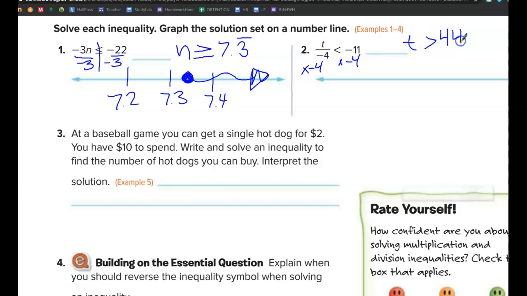40. Good. So I'd have 43, 44, and 45. Open or closed circle? Kaden? Open, and then which direction? To the right.